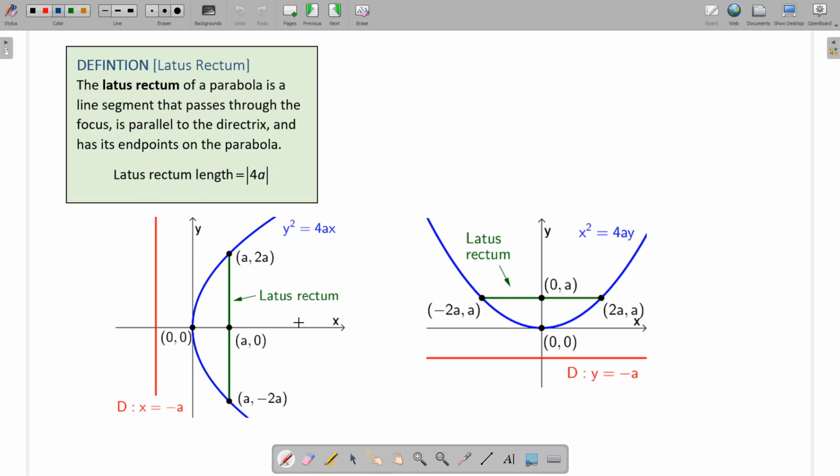Okay, now when we're graphing these parabolas, it's going to be handy to be able to find two other points. And to easily be able to find two other points, we use what is called the latus rectum.